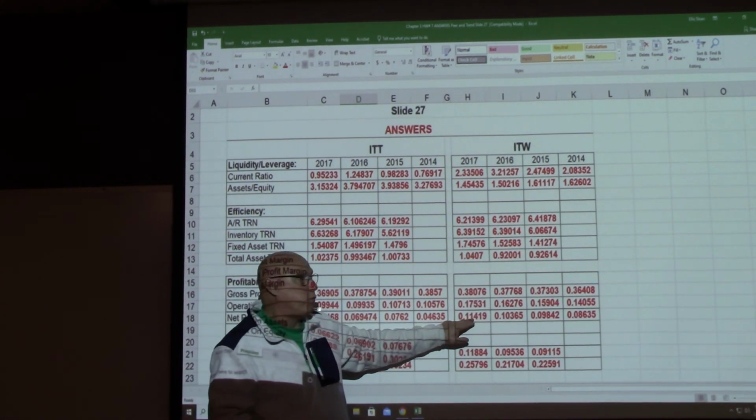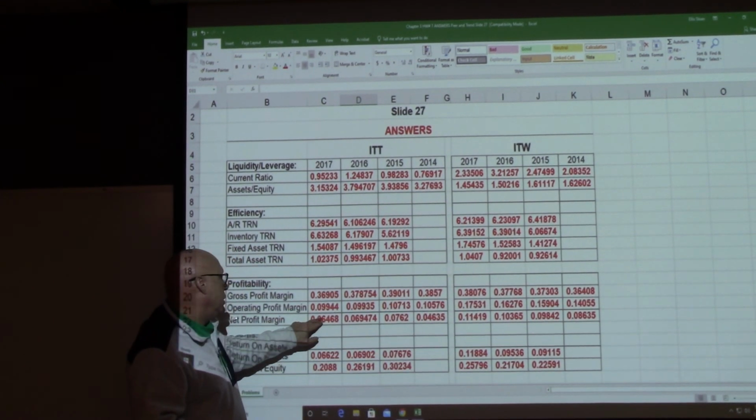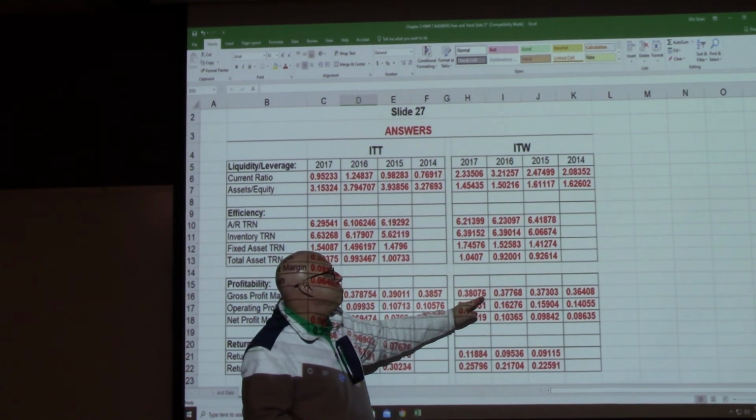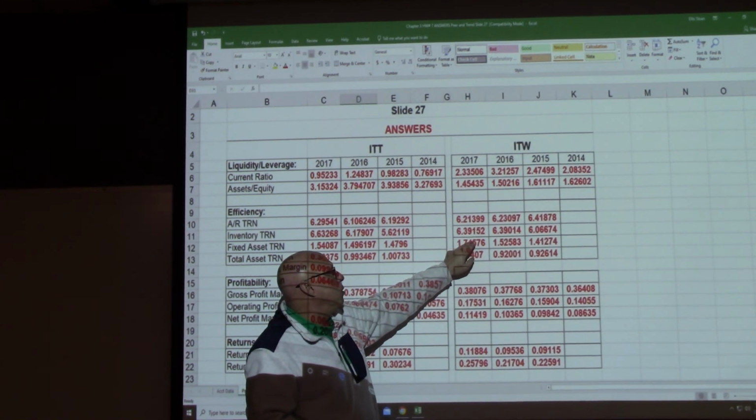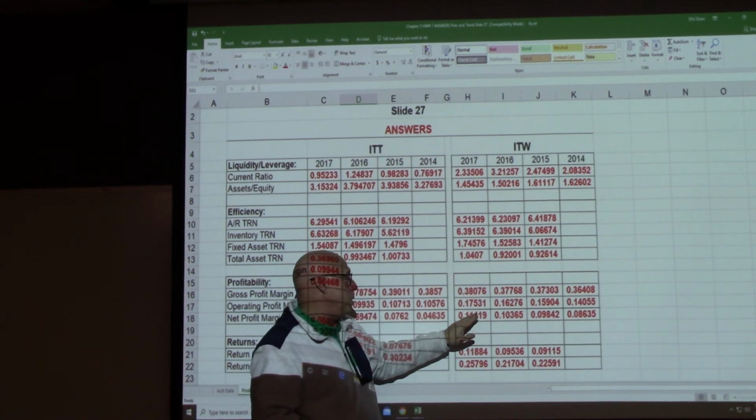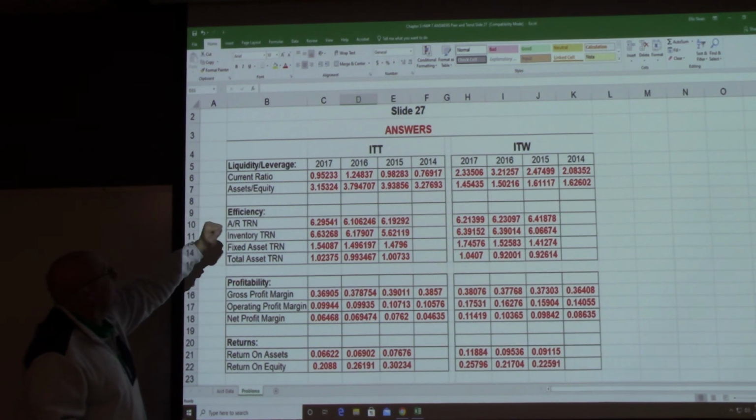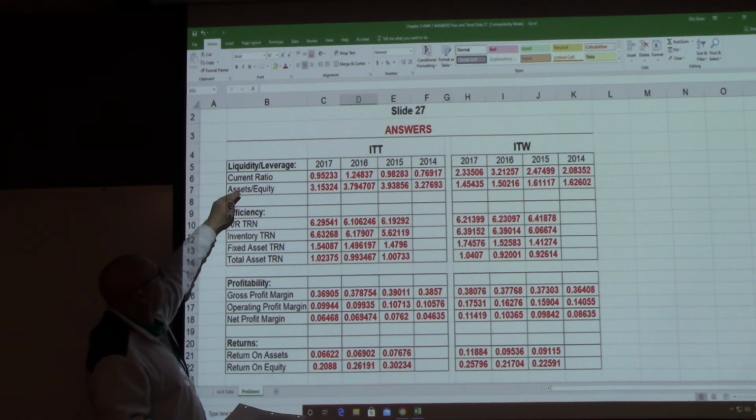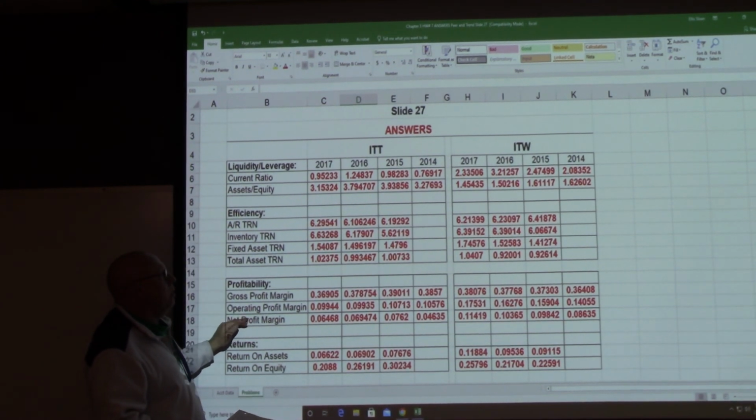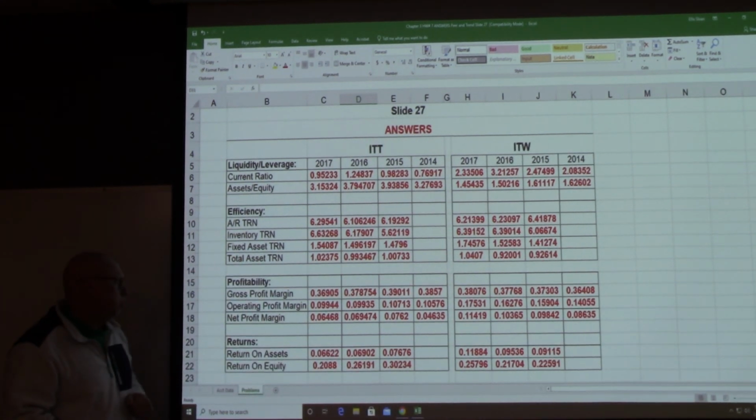6.5%, 11.4%. So again, another big number here versus here. So ITW is a much more profitable company because they're managing their fixed overhead a little bit better, and they're managing their SG&A a whole lot better. And so that explains the difference in profit margin. So we can see that leverage is much higher at ITT, efficiency is about the same, and profitability is much higher at ITW. So let's see how this all translates into the returns.